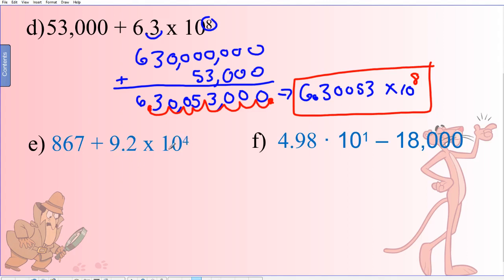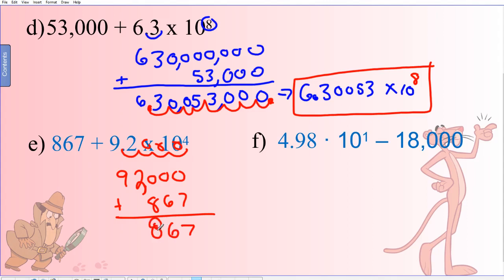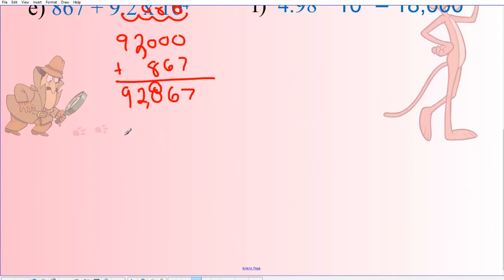So I'm going to move my decimal 4 places. 1, 2, 3, 4, which means I'm going to get 3 zeros after this. So 9, 2, 0, 0, 0, comma. And now I know that this is going to line up right here. Since I'm adding, I'm just going to add them up. 7, 6, 8, 2, 9. And then finally, to change into scientific notation, this becomes 9.2867 times 10 to the power of 1, 2, 3, 4.